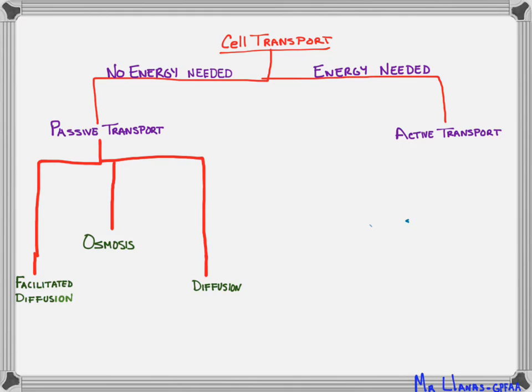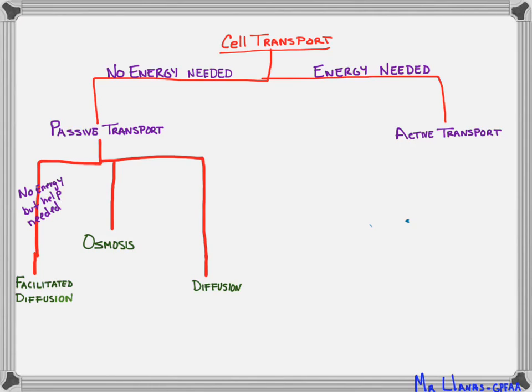Okay, it's just that in facilitated diffusion, those particles that are going from high to low actually need the help of proteins to facilitate the crossing of the cells through the cell membrane. Okay, now the next one that we're going to look at, okay, is osmosis.